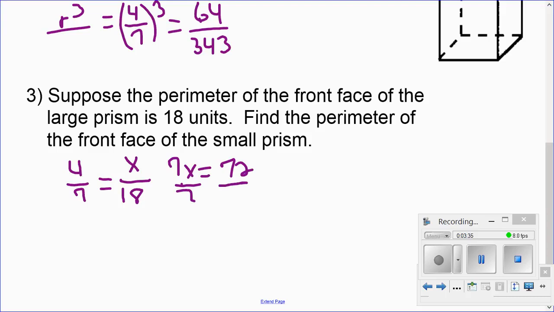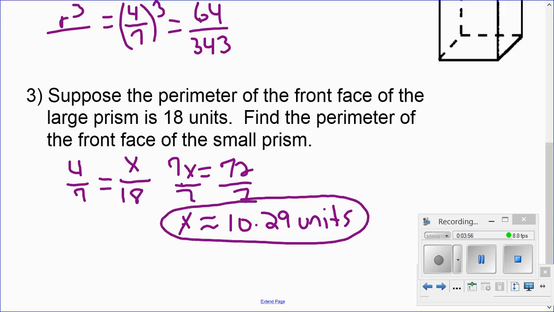And I'll divide both sides by 7, and I'm going to get x is approximately 10.29. And these are perimeter, so just units. So that would be the perimeter of the front face of the small prism.